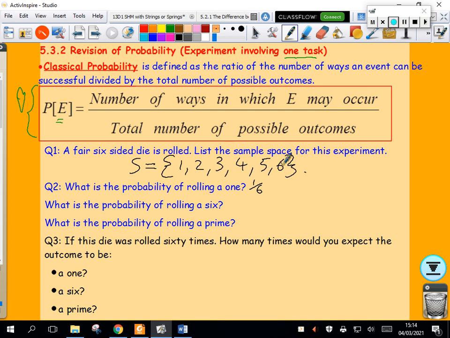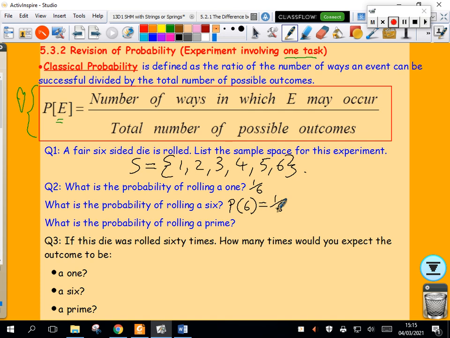What is the probability of rolling a 6? Maybe I should write this down in my notation. The probability of rolling a 6 is equal to, what is the number of ways in which a 6 may occur? Well, there's only one way in which a 6 may occur, divided by the total number of possible outcomes, there are 6 possible outcomes.